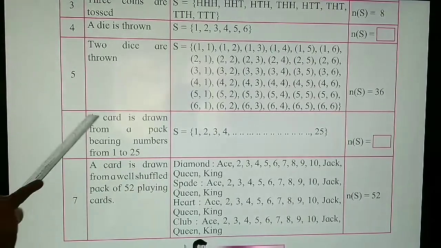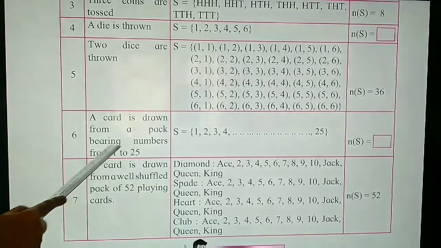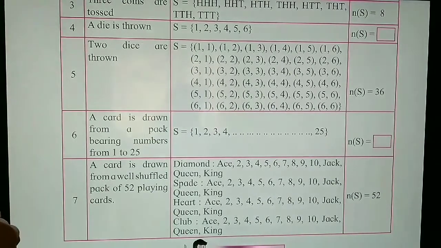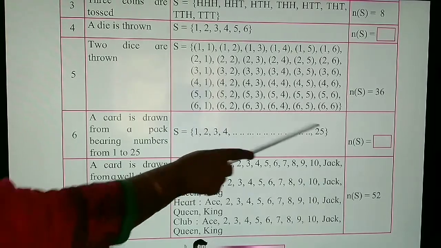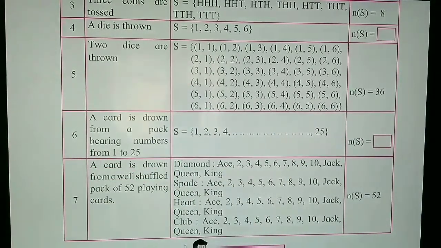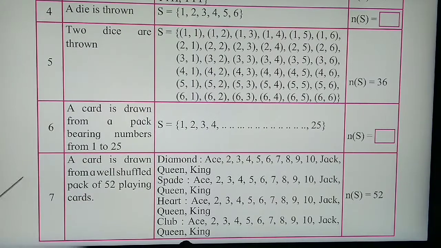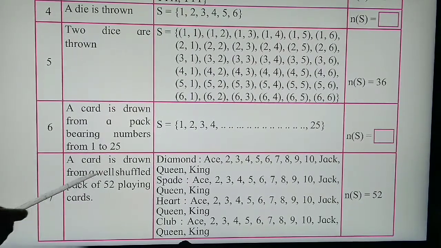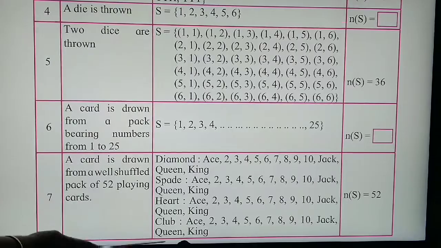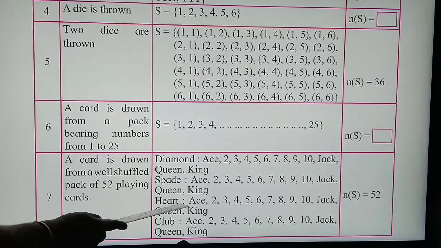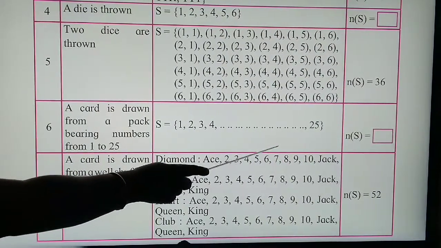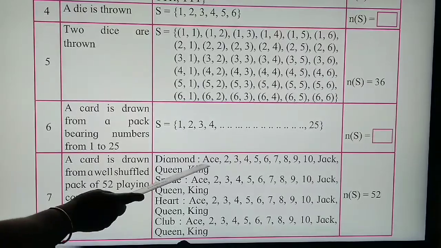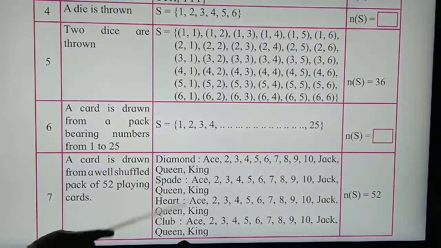Now next one, 6. A card is drawn from a pack bearing numbers from 1 to 25. So how many numbers are on the cards? That is 25. So we write S equal to {1 to 25}. So n(S) equal to 25. Now next one, see the 7th point. A card is drawn from a well shuffled pack of 52 playing cards. In 52 playing cards there are 4 types: diamond, spade, heart and club. In a diamond there is an ace, 2, 3, 4, 5, 6, 7, 8, 9, 10, jack, queen and king. Same for spade, heart and club.